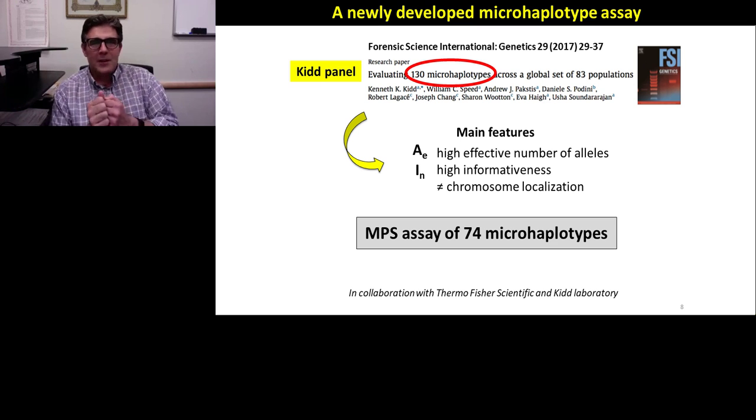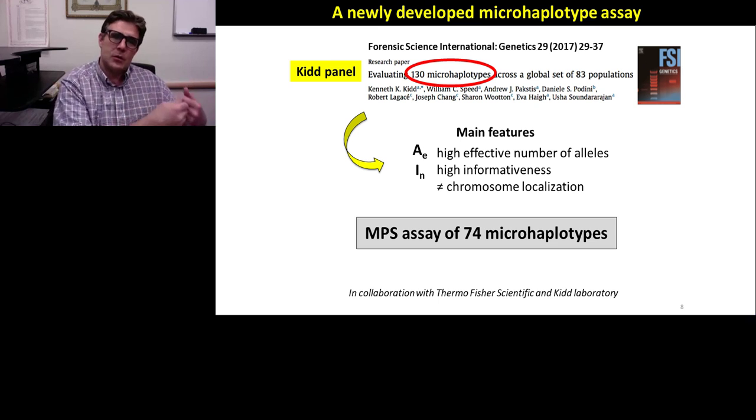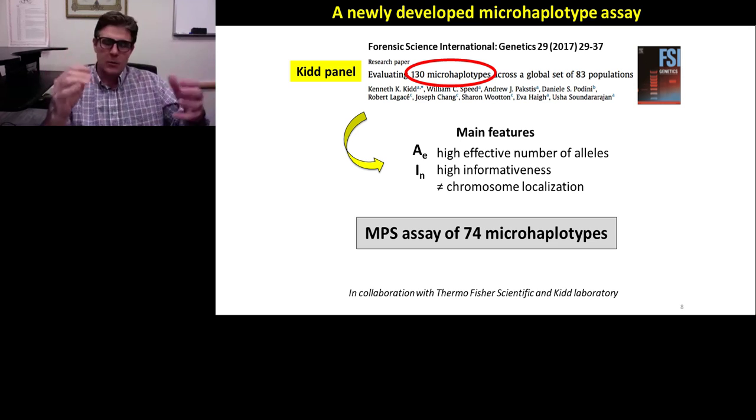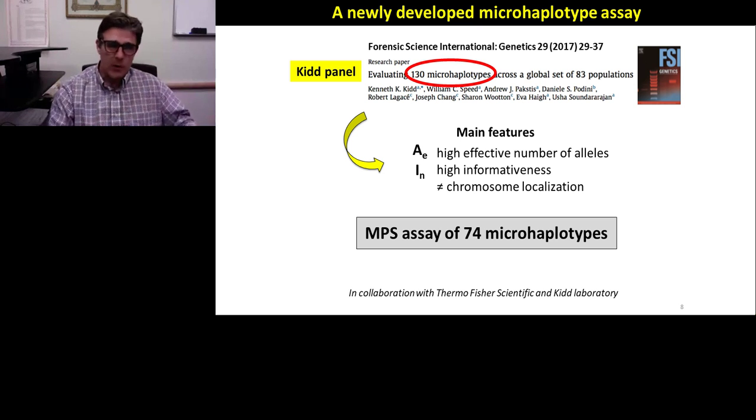The informativeness, instead, tells us how unique certain alleles are to certain populations. So, in essence, AE allows us to discriminate individuals within the same population or across populations, whereas a higher informativeness gives us the ability to discriminate between individuals from different populations. So we selected a panel based on that, and we analyzed multiple samples.